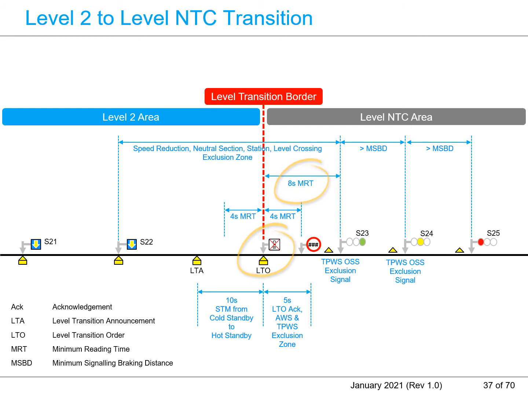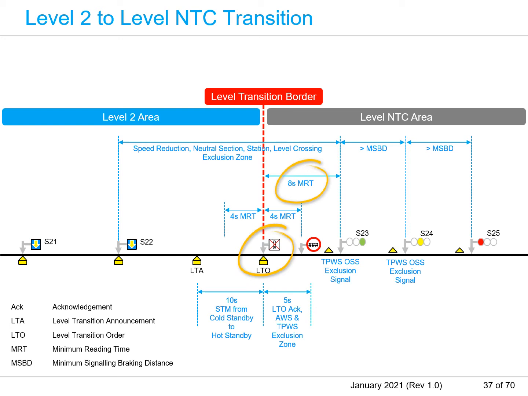The end of cab signaling board provides a visual cue to the train driver of the ETCS level NTC transition order location. The train driver will be requested to acknowledge the level NTC transition on the approach to the level transition border. The train driver can acknowledge the level NTC transition request before the level transition border, or no later than 5 seconds after the level transition border.